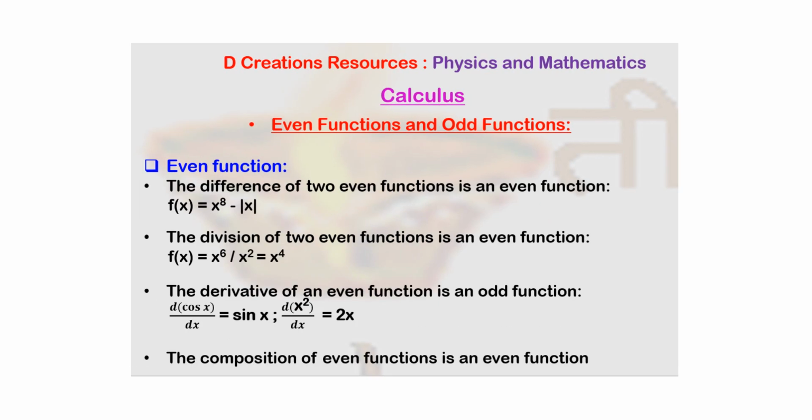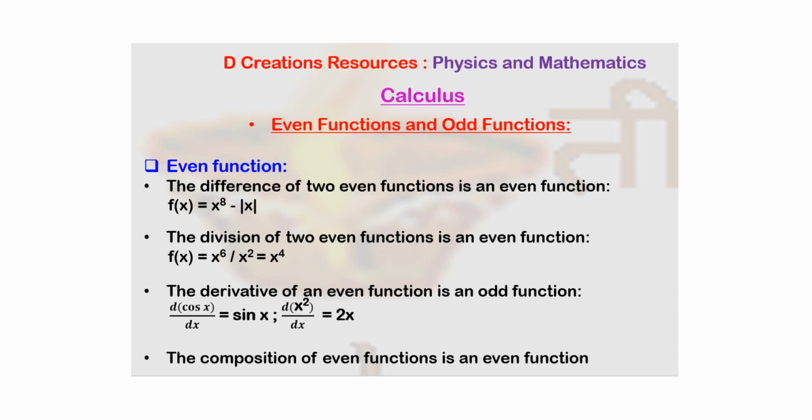Now, there are some more properties. If you take a difference, say mod of x raised to 8 minus mod of x, please notice it's an even function. Because if you take mod of 3, it will be 3 and mod of minus 3 is also 3. So f of x is equal to f of minus x. This difference is going to be an even function. Even if you divide an even function by another even function, say x raised to 6 divided by x raised to 2, it's x raised to 4, again an even function. Similarly, composition of even functions will also be an even function.